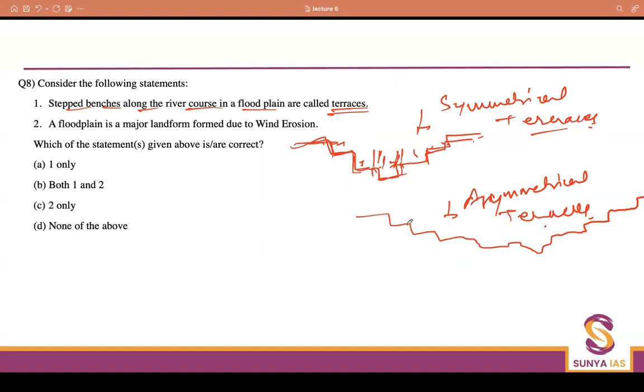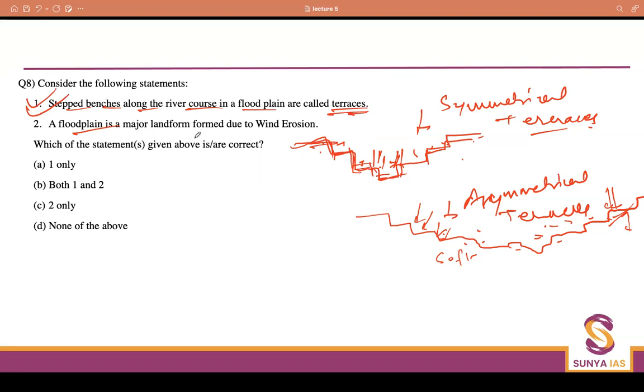That means the erosion on both sides of the bank, or the terraces which are formed on both sides of the bank, are not the same. They may not be the same because of the change in bedrock. The rock system on both sides may not be the same, so the erosion time required, or the factors of erosion, might have been different. If this rock is softer and this is a very hard rock, it will take more time to erode. So the symmetry will not be there because of the difference in rock structure. So these are stepped benches along the river course, and these are known as terraces. So the first statement is correct.